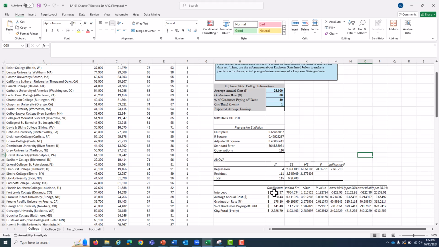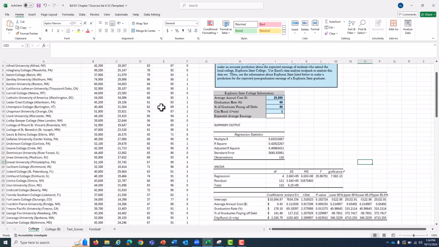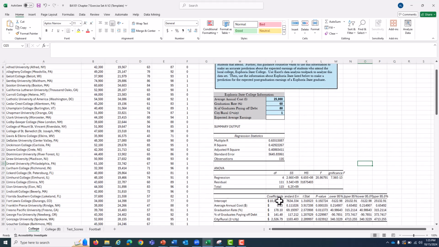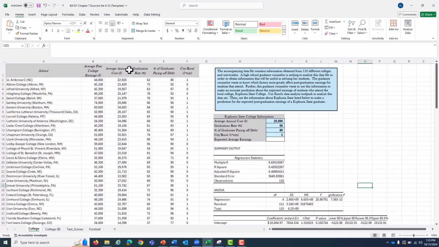And what this $10,004.97 means is that if a student went to a college that was free, had a 0% graduation rate, none of their graduates pay off their debt, and since zero equals rural right here, was not in an urban location, they would only make $10,004.97. But for each unit of these inputs that we have, it increases their earnings.